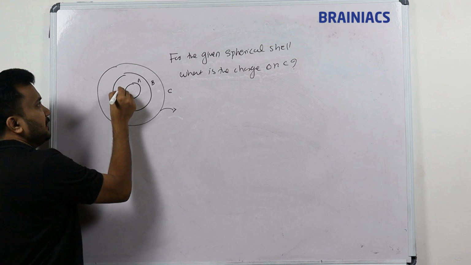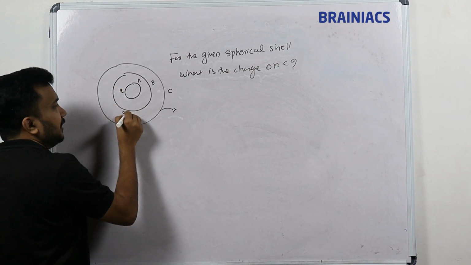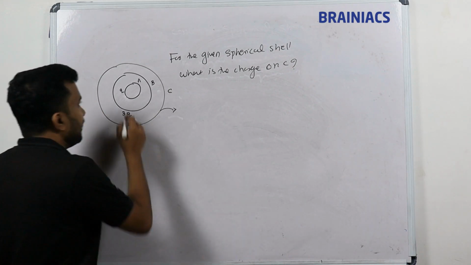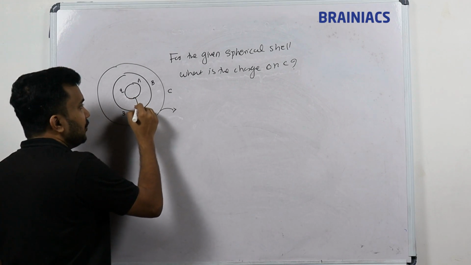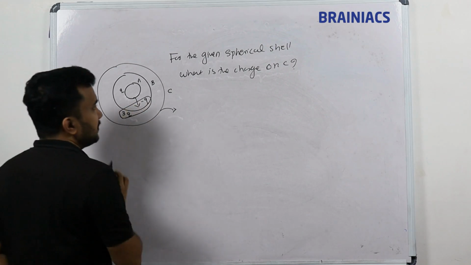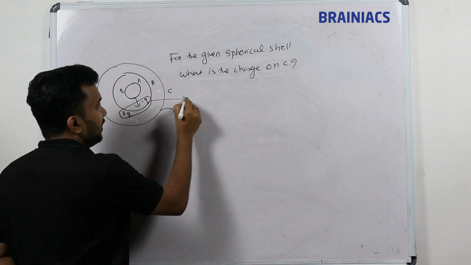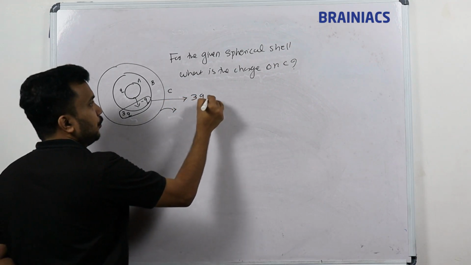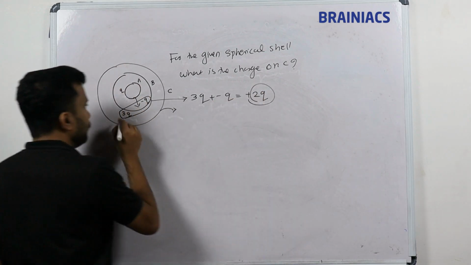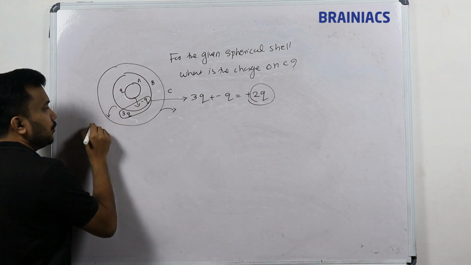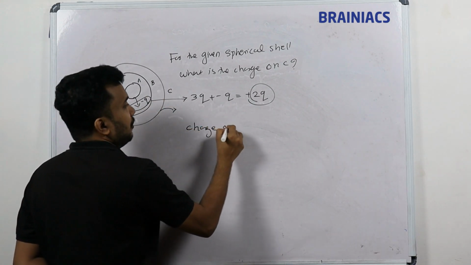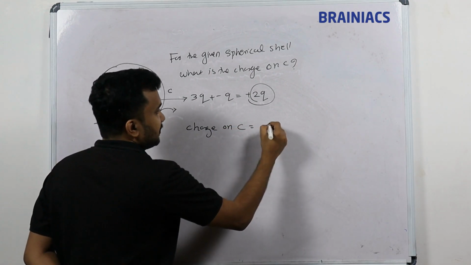So charge on A is given Q, and this is given 3Q, and we have to find out the charge on C. So we are applying the induction property, and because of Q, what charge will induce here? Minus Q. So what is the total charge here? 3Q plus minus Q, which is equal to plus 2Q. If plus 2Q is the total charge here, what charge will induce here? Minus 2Q. So the answer to the question is charge on C equal to minus 2Q.